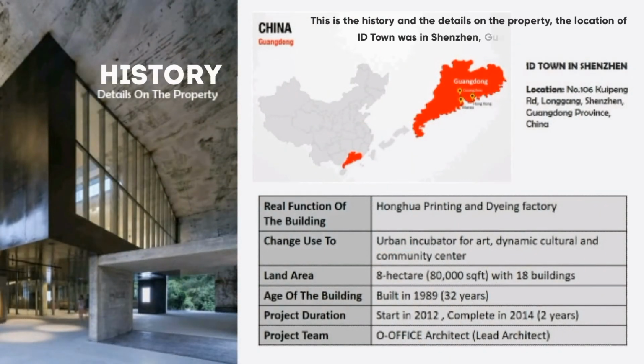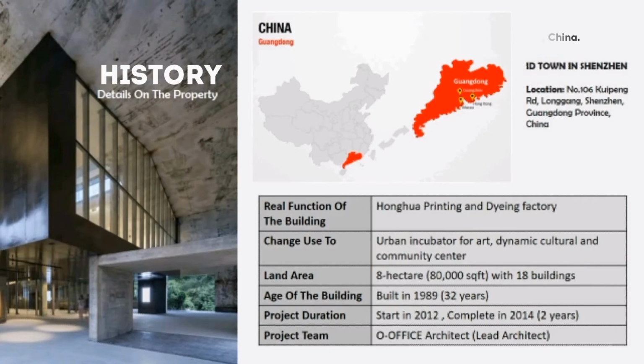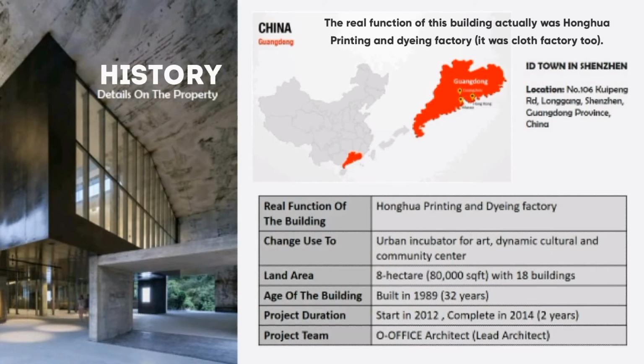This is the history and the details of the property. The location of ID Town is in Shenzhen, Guangdong, China. The original function of this building was the Honghua Printing and Dyeing Factory. It was a cloth factory too.